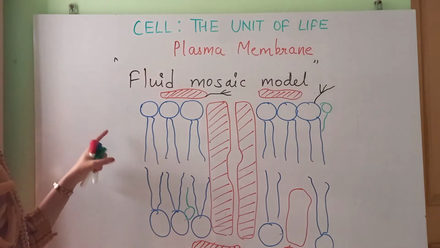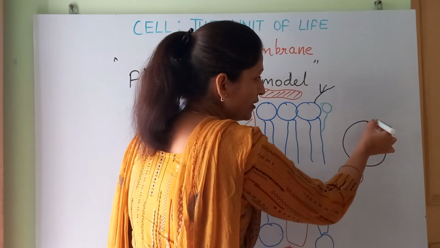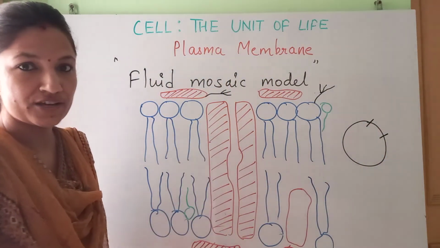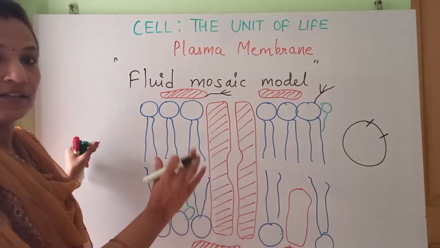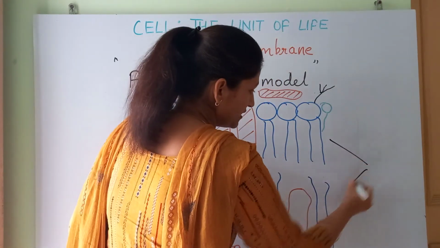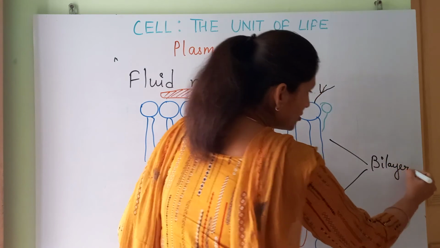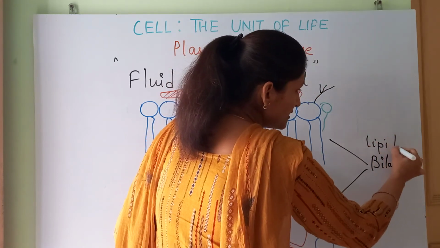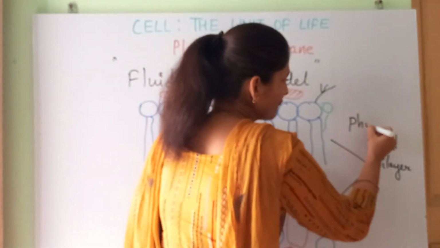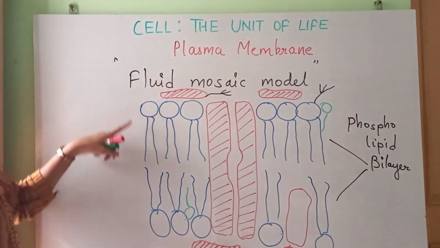Now this is the structure of what? Plasma membrane. If this is a plasma membrane, and we are observing this much of the section under the electron microscope, then we are able to see this kind of arrangement in the plasma membrane. So this is a bilayer of lipid. So this is a lipid bilayer. And which type of lipids are these? Phospholipid bilayer. Phosphate group and the lipid.